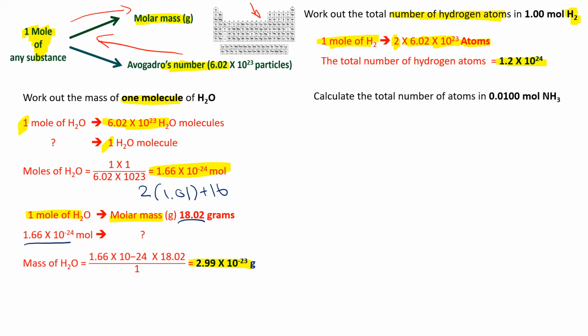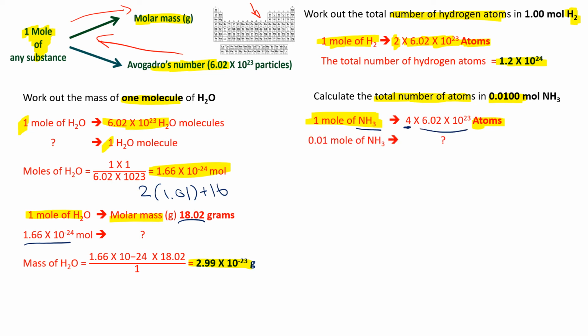Let's check another problem. Calculate the total number of atoms in this mole of ammonia. Where is our reference? Here is our reference: 1 mole NH3. How many atoms are there? We have 4 atoms. Why do we have 4 atoms? Because we have 1 nitrogen atom and 3 hydrogen atoms. So we have 4 atoms multiplied by Avogadro's number.